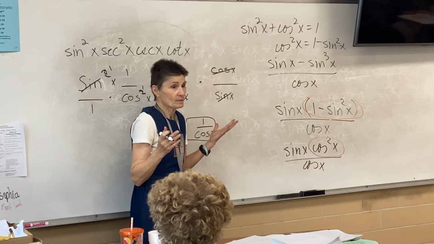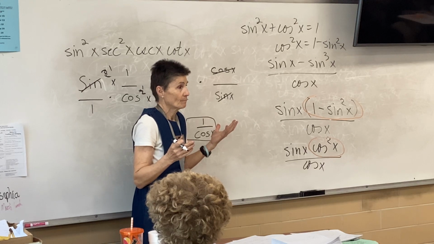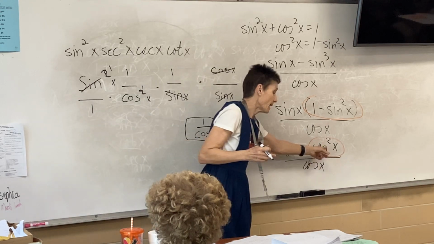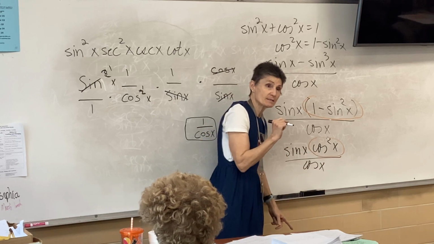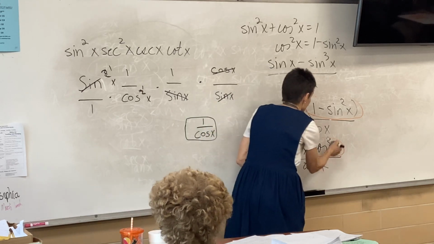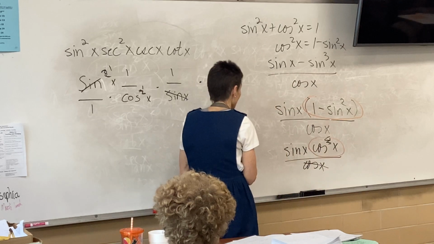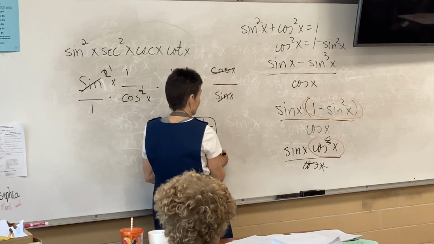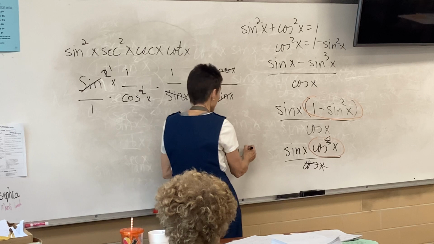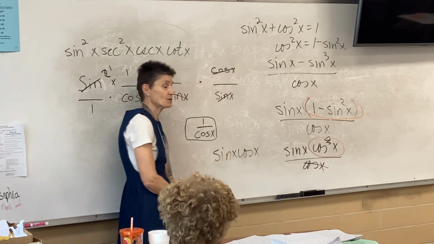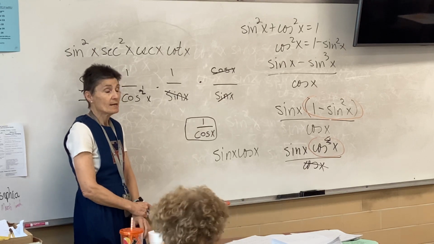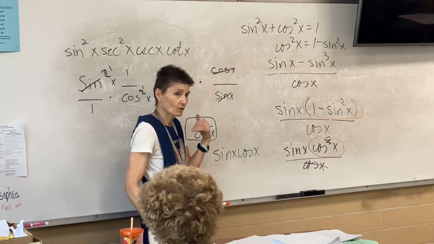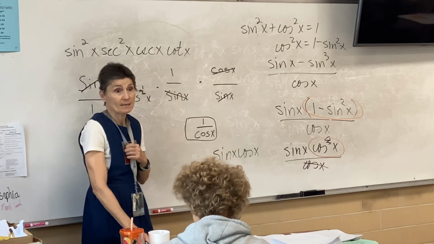What good was that? What's going to happen now? I'm going to cancel out one of the cosines. So what am I going to be left with as my final answer? Sine times cosine. Now sine times cosine is nothing, so you just leave it sine times cosine. If it came out to be sine over cosine, then you could make it tangent.